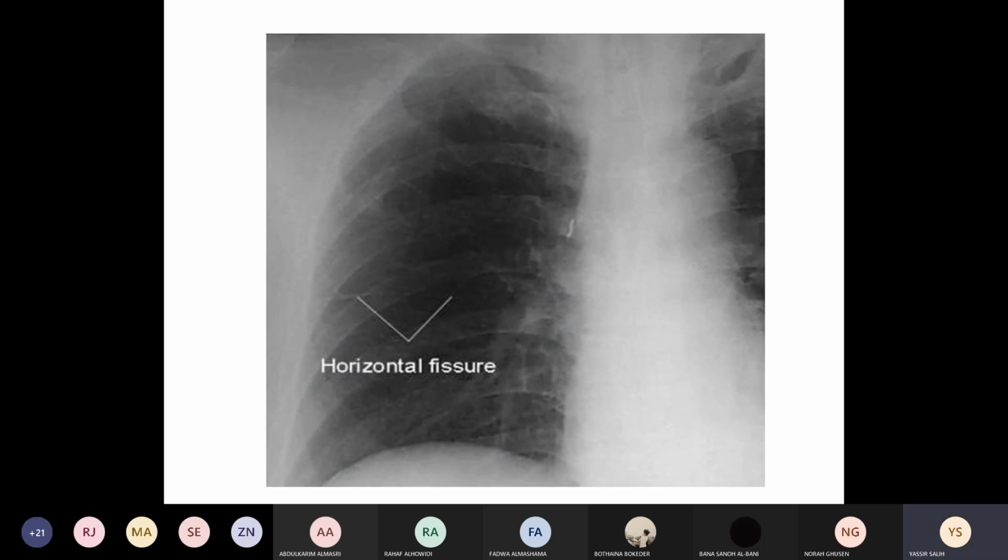Of course, we talked about the horizontal fissure, that it may be normally seen on the chest X-ray and it is usually seen in the frontal.